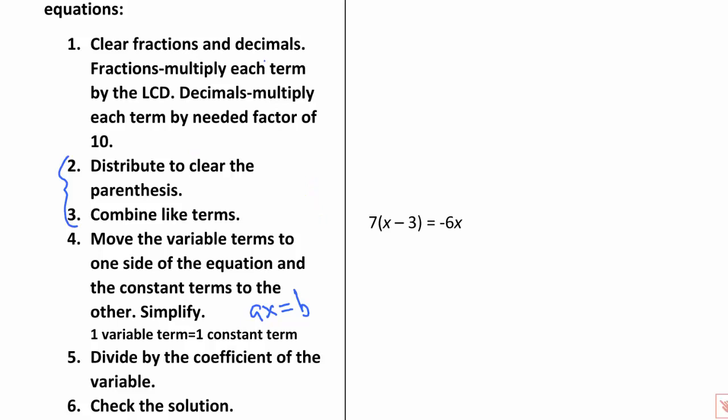So the first step is to clear any fractions and decimals. The next two are to simplify. The fourth one is to get everything into the form of AX equals B. That means you need to add or subtract things to get into this form, and only once you're here will you divide by the coefficient in front of the variable, or multiply by the reciprocal, which is the same thing.